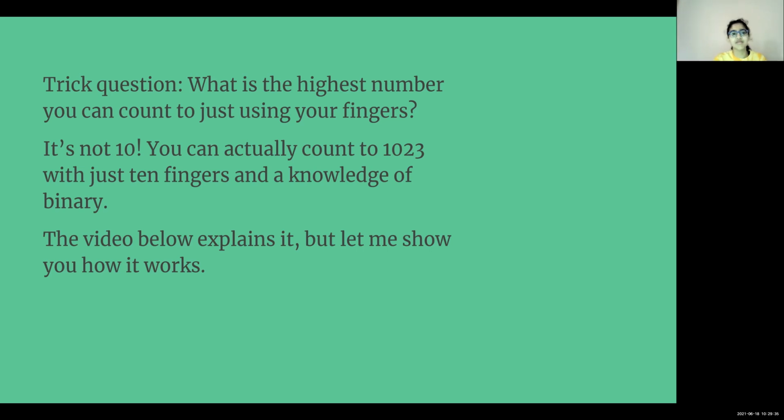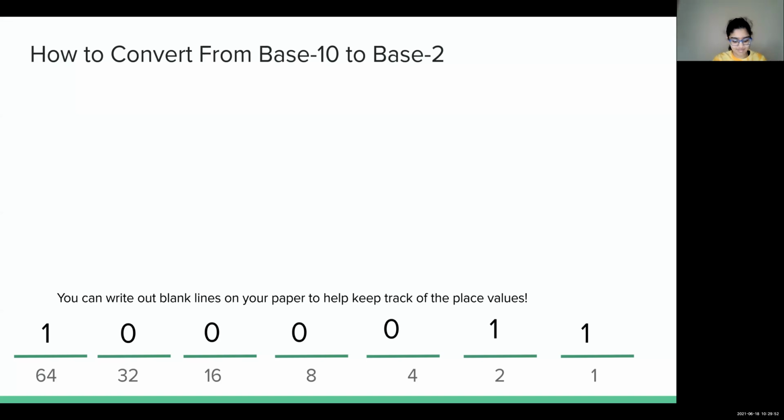So yeah, the highest would be 1 in binary. This question is weird. They wouldn't ask you this in AMC. This is just for fun, right? Yeah, this is just for fun.